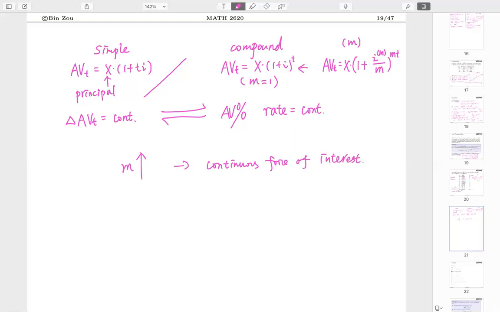Okay, so the most important thing obviously is the definition of simple and compound interest, and the most important feature. For the simple interest, it's the difference, or the accumulated amount, over any single period that is constant. Here in the compound interest case, it's the percentage that is a constant.